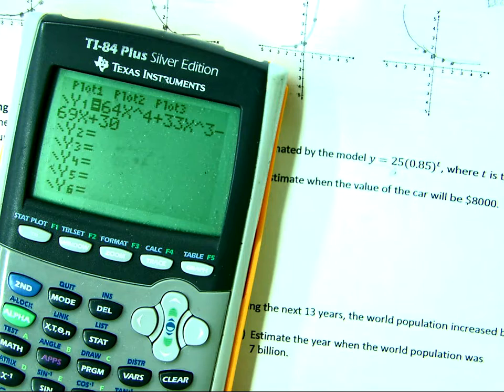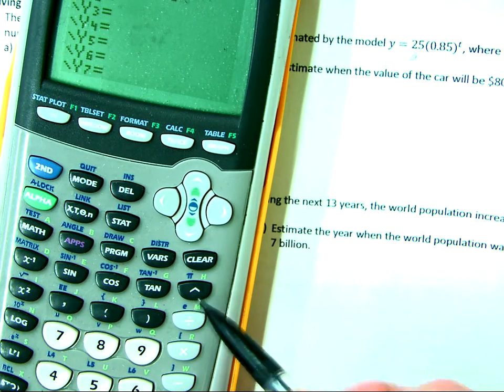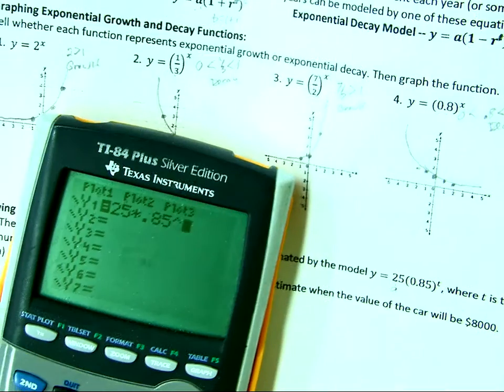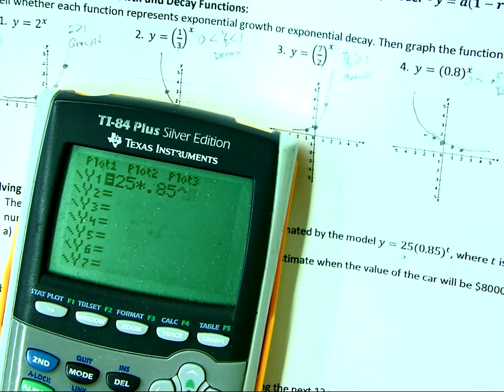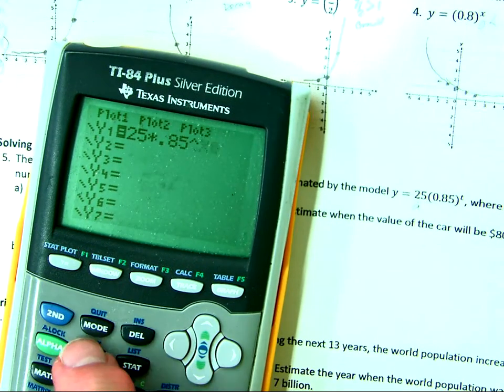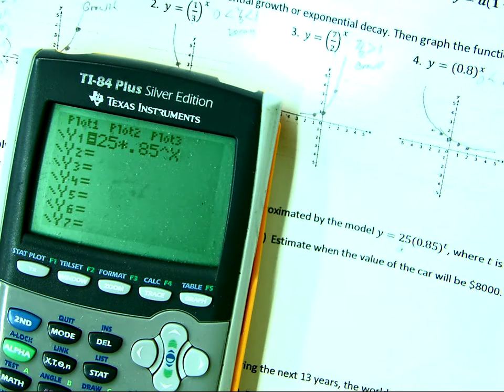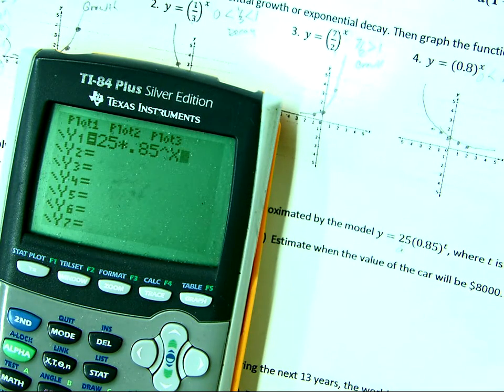So y equals 25 times 0.85, and the exponent key is this one right here. So I hit that exponent, and now I want the x, so I'm going to hit the XT theta button. Anytime you want the variable, you use the XT theta button. So it looks like that: 25 times 0.85 to the x. Now we're going to graph that.